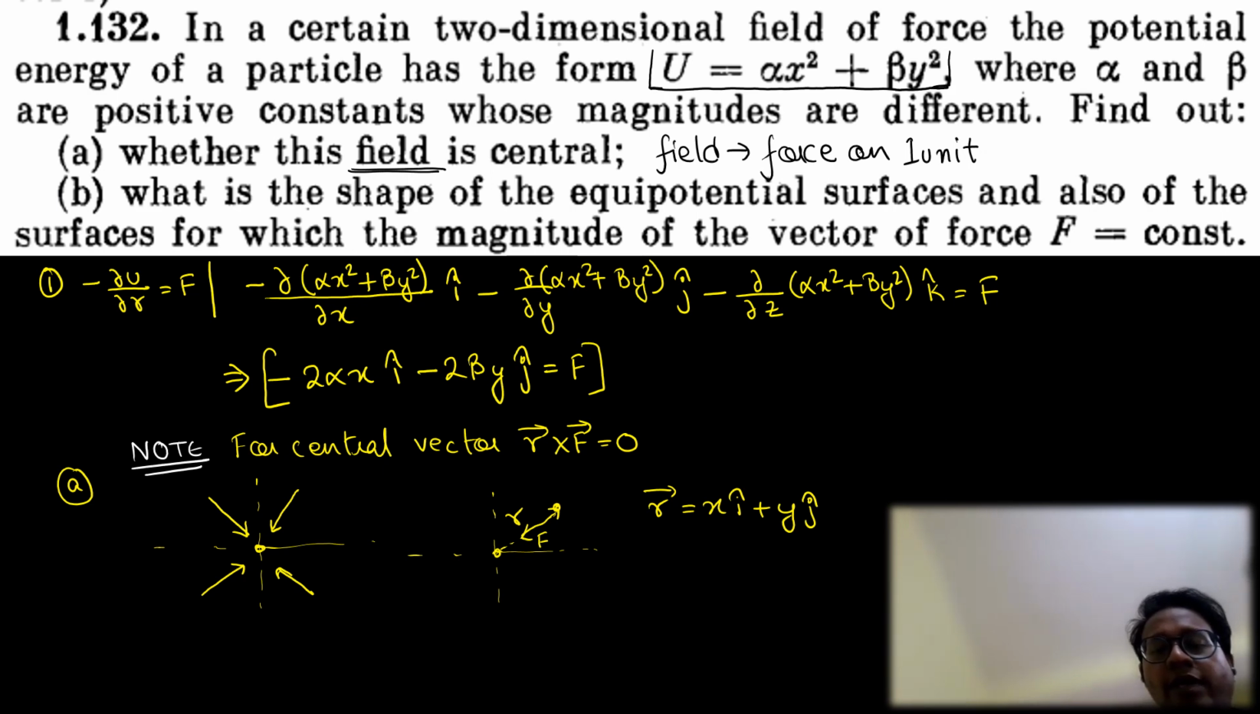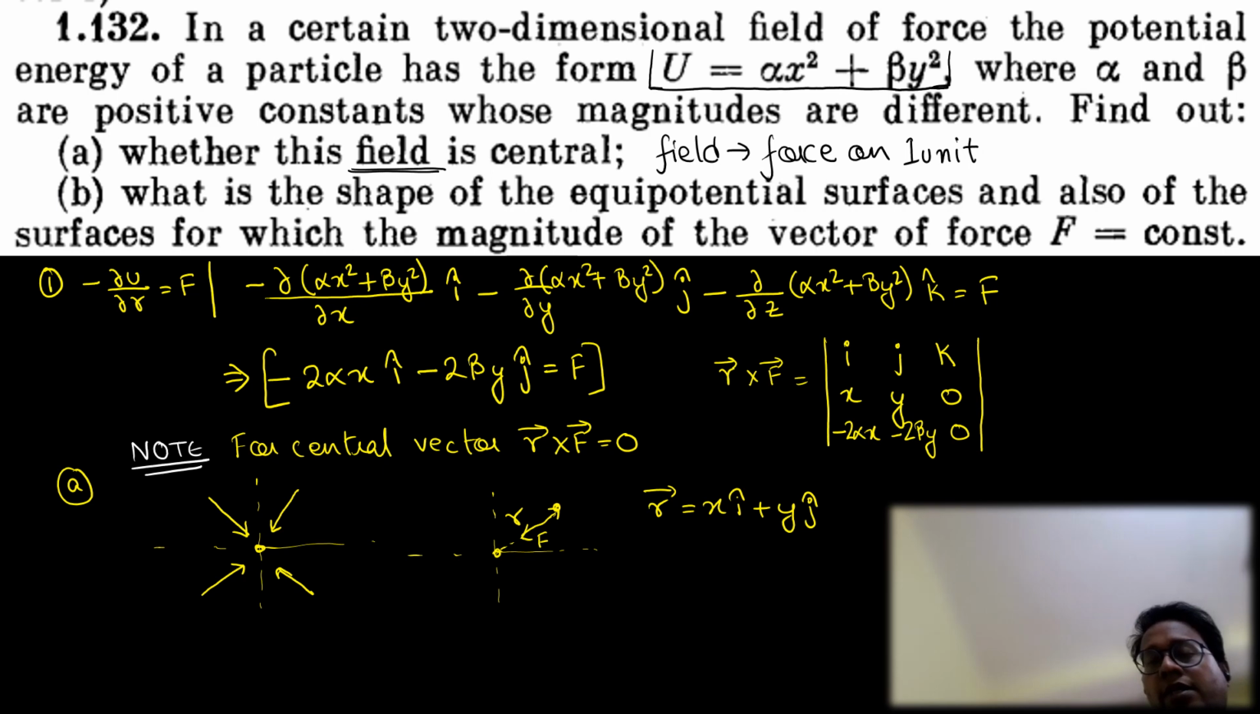Now let's put in the values. What is r cross f? R cross f is nothing but the determinant of i j k, with r as x, y, 0, and force as minus 2 alpha x, minus 2 beta y, and 0. So this value is i times x into 0 minus 2 alpha into 0, minus j times x into 0 minus 2 alpha into 0. So the only part remaining would be the k vector. Solve this determinant by yourself; we'll see only the k value remains.